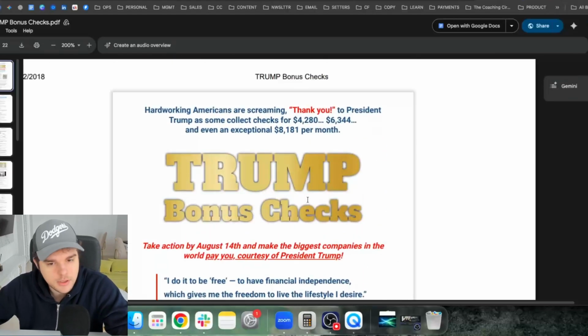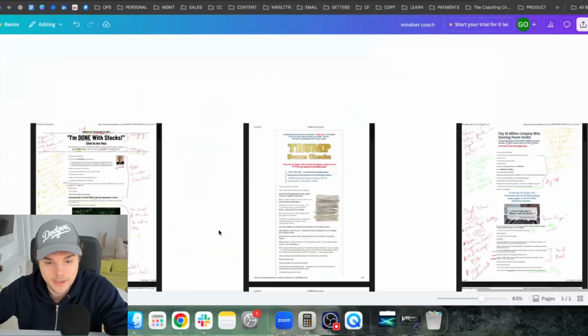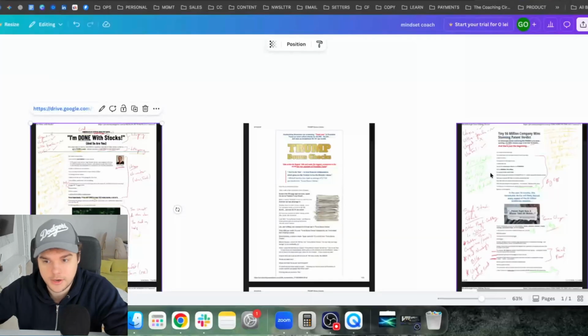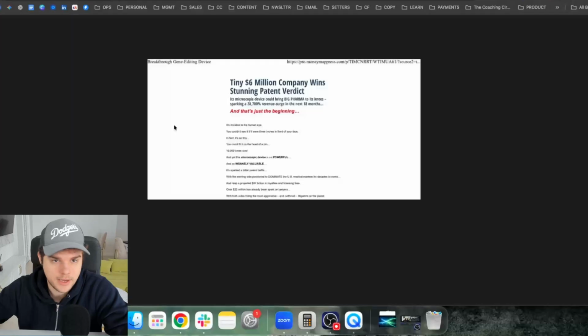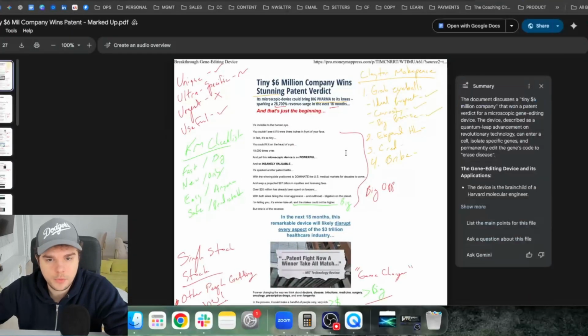And this doesn't only apply to financial newsletters. This applies to every single business. It applies especially for coaching. How do you present yourself out there? And again, this is more or less selling the same thing. It's a financial newsletter. But when you look at these three, I'm not even going to go into this one as well. But when you compare these three, 6 million company wins stunning verdict, right? And it's just the beginning.